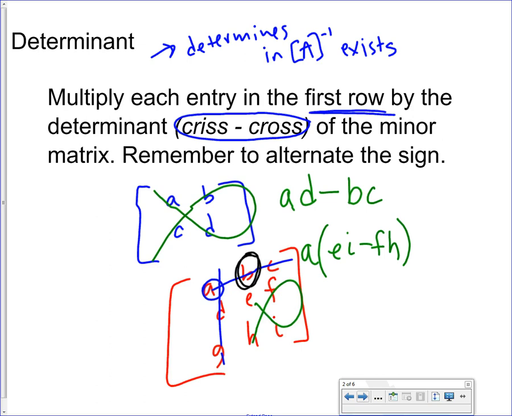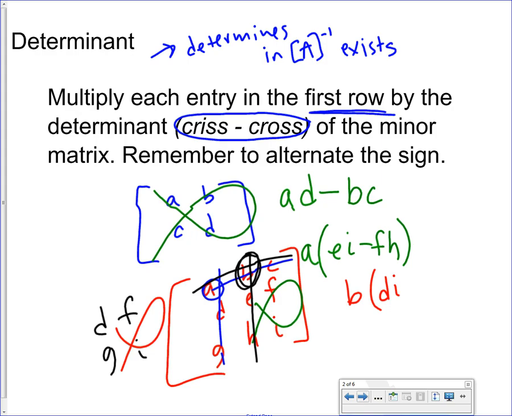And I'm going to ignore the column that B is in, and I'm going to ignore the row that B is in. So if you can see, what's not crossed out by black is D, F, G, I. And that's where I will do criss minus cross. So for the second part, we have B times the determinant of the minor matrix, DI minus FG.